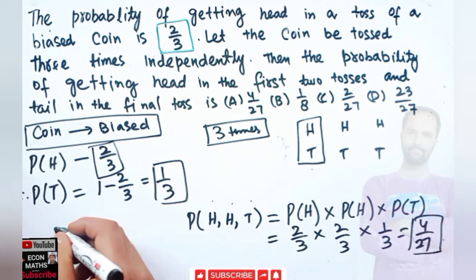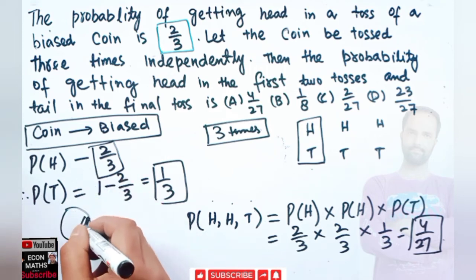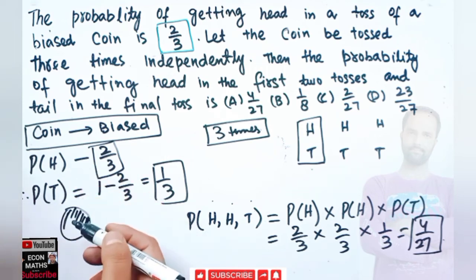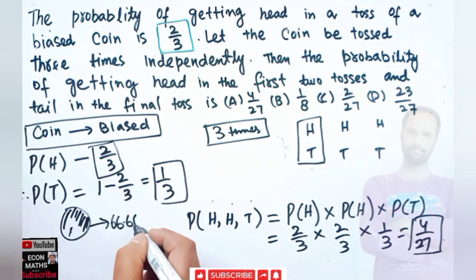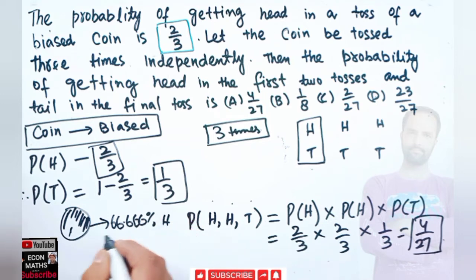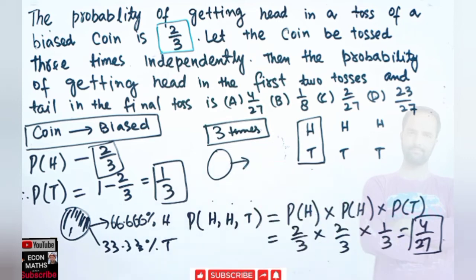So here we don't have equally likely outcomes, we have a coin which is biased towards getting head. There are 66.666% chances that head will come out, and only 33.333% chances that tail will come out. By equally likely events we mean when the probability of getting head or tail is the same, but here this is not the case.